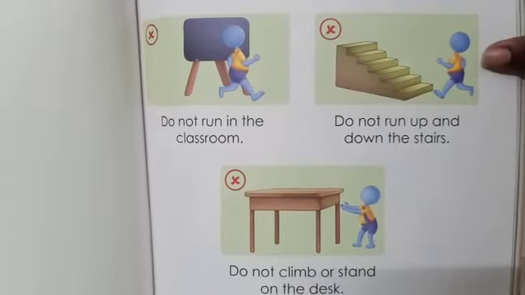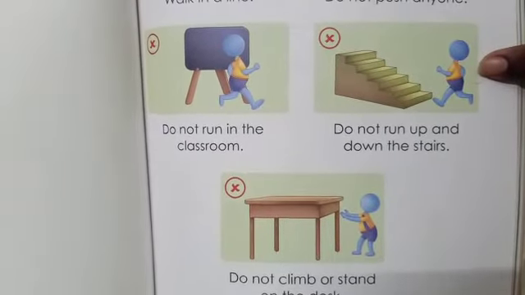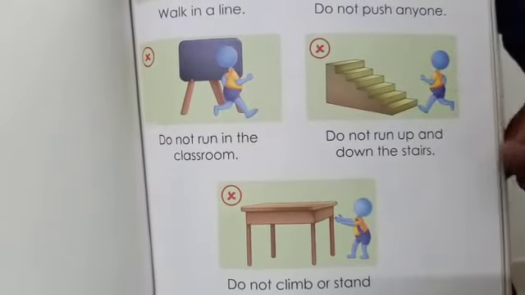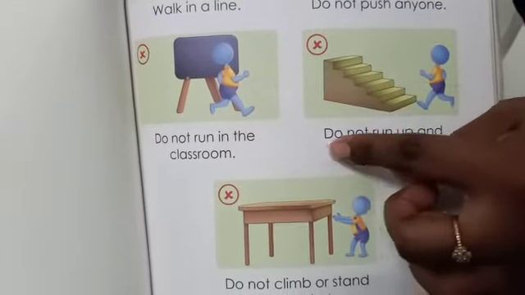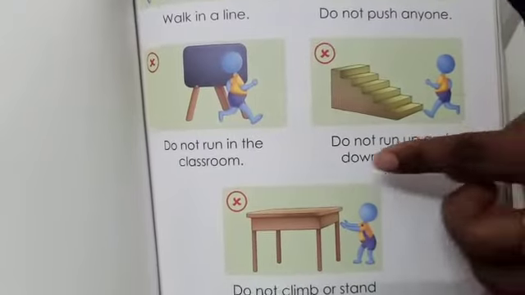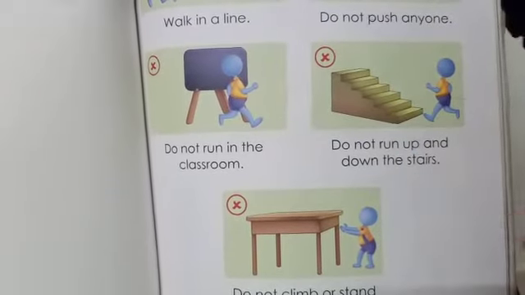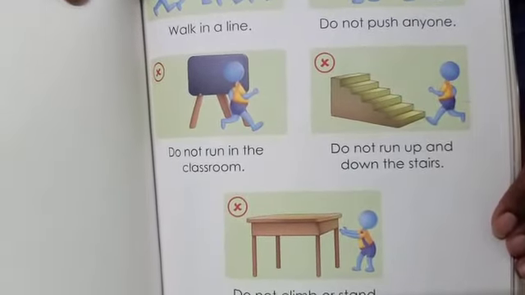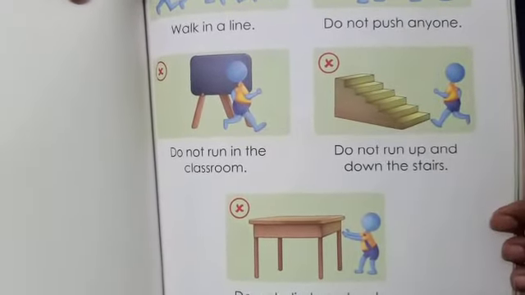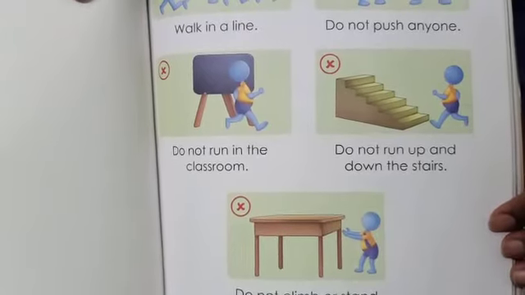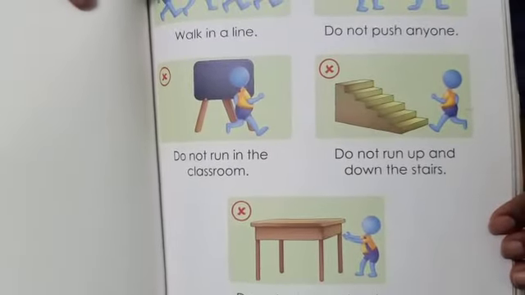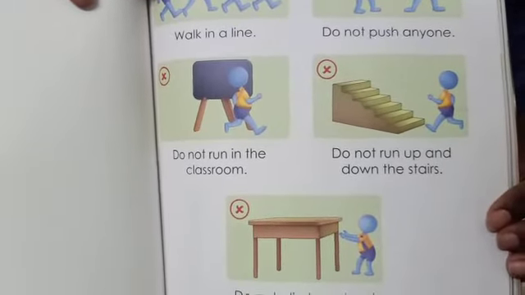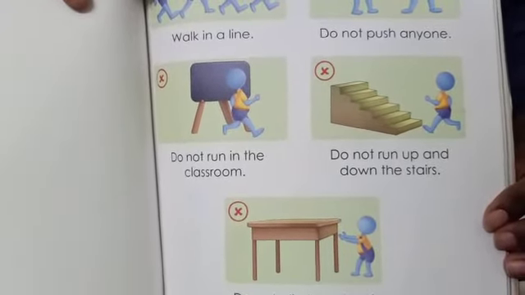Now children, what do you see in this picture? In this picture, a boy is running and climbing the stairs. So what is written here? Do not run up and down the stairs. That means whenever you are climbing up or climbing down the stairs in the school, you should never do it by running. You should slowly climb the stairs up, or you should climb down the stairs slowly.